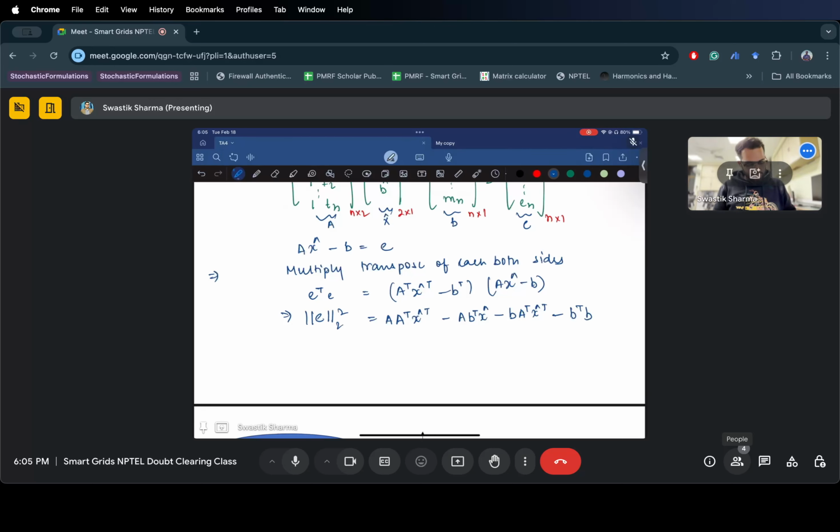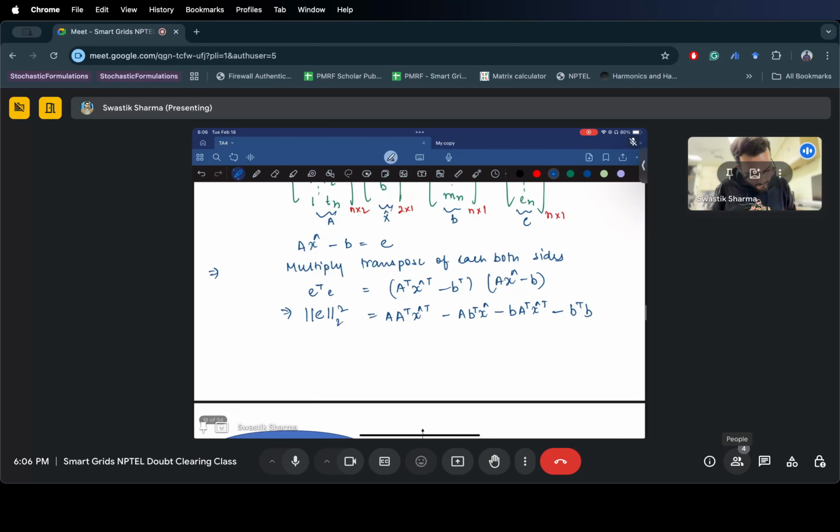Is it right? Can anyone just check? A transpose A x cap transpose minus A B transpose x cap minus B A transpose x cap minus B transpose B. Yeah, right. So you get this system, and there is one thing missing. I multiplied with this A, but not, foolish of me, plus x cap transpose A transpose A x cap. Right, so you have this. Oh, why did I just do that? This would be x cap only. Right, so you have this system now.